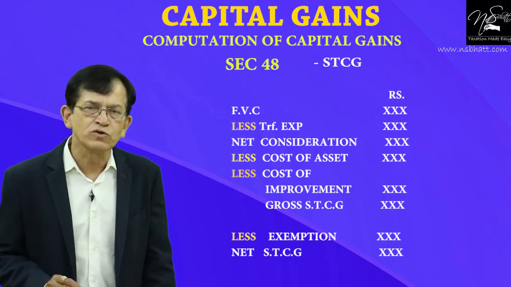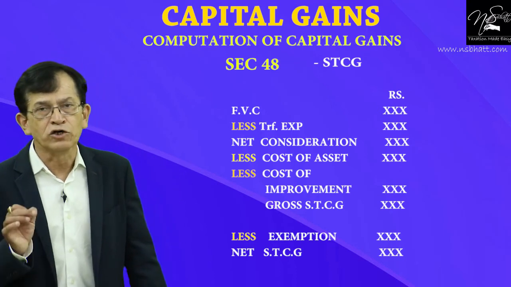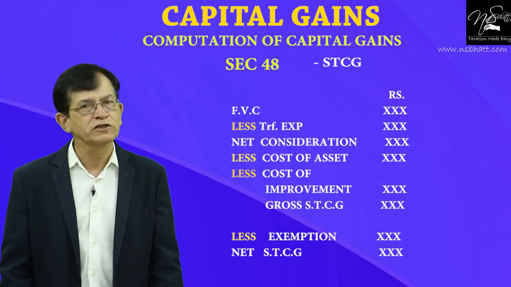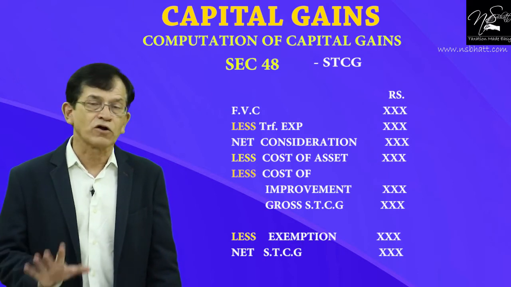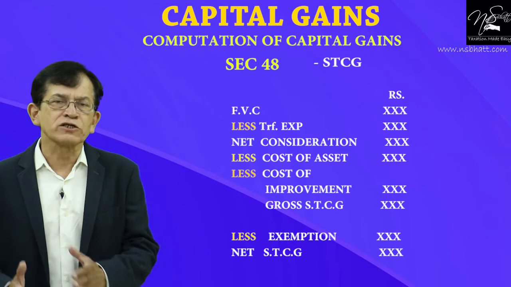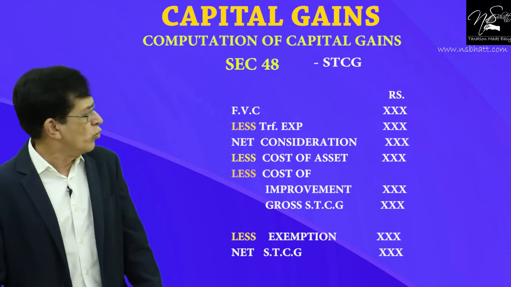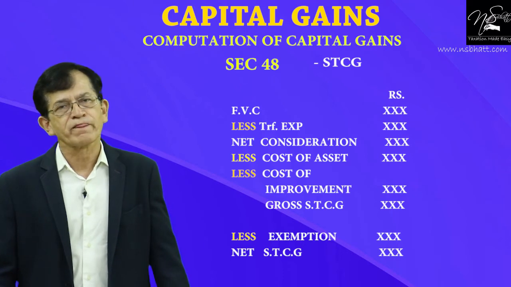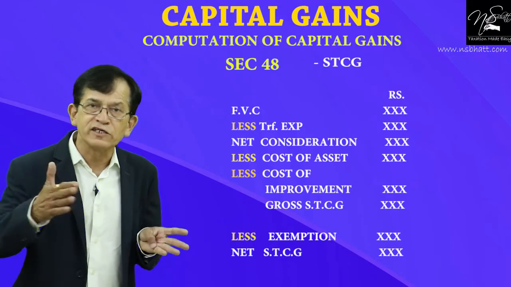So after minusing these two costs, whatever the resulting figure is will be called gross short-term capital gains. What am I using the word? Gross short-term capital gains. It's still gross. So to make it a net short-term capital gains, STCG, I will go and tap one more section, which we are going to do subsequently, the section of exemptions. Where does it come from? From section 54 and its corollaries.